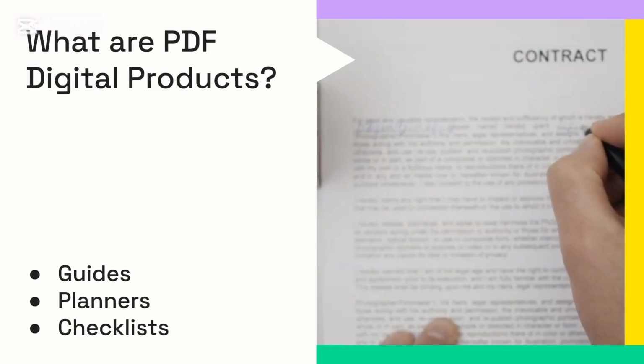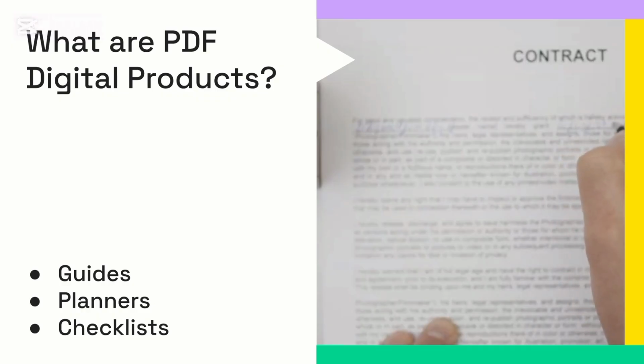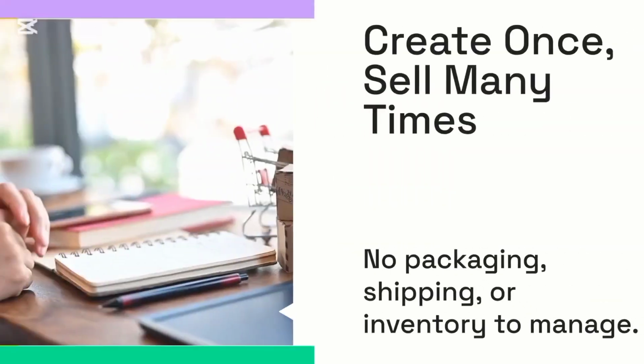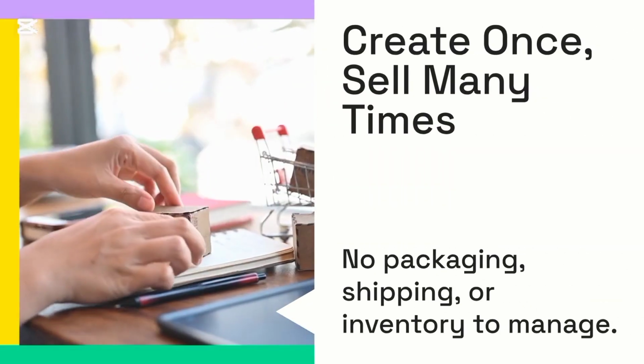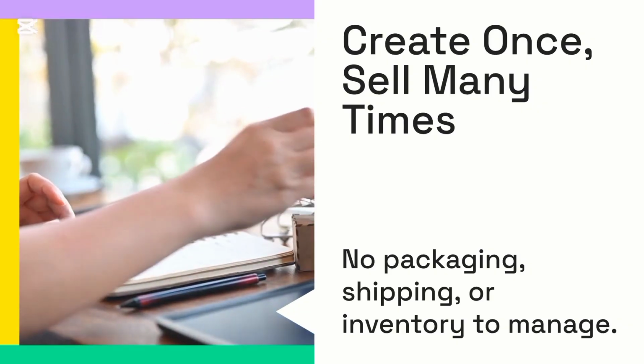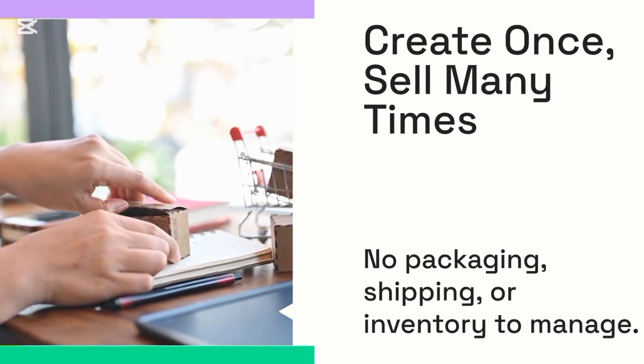A digital PDF product is a downloadable document that provides valuable information or tools. Think study guides, budget planners, fitness routines, or business guides. People buy these to solve a problem or learn something new. The most powerful advantage is that you create the product just once, but you can sell it infinitely. This eliminates all the headaches of inventory, packaging, and shipping.